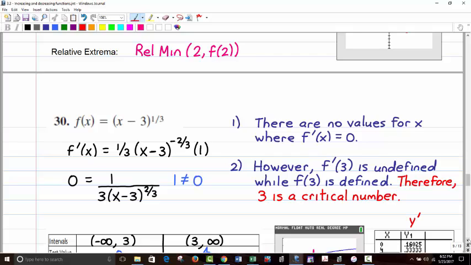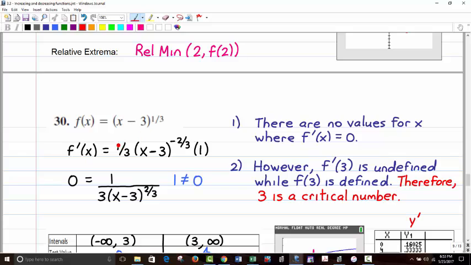Now this, that fractional exponent where the fraction is less than 1, we'll talk about that in the definition of critical number. When you have that, you're going to get a critical number from the other part of the definition. You have values that are undefined in the derivative, but defined in the original function. But still you get critical numbers, like with this example, where that happens.